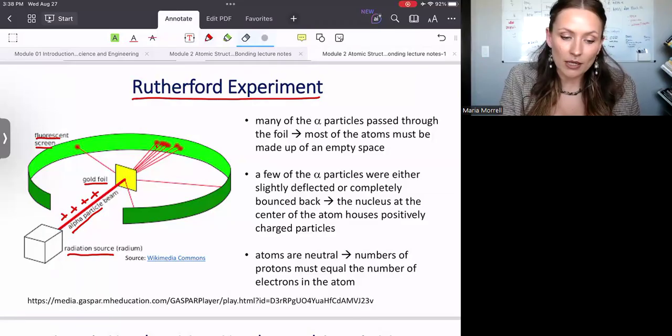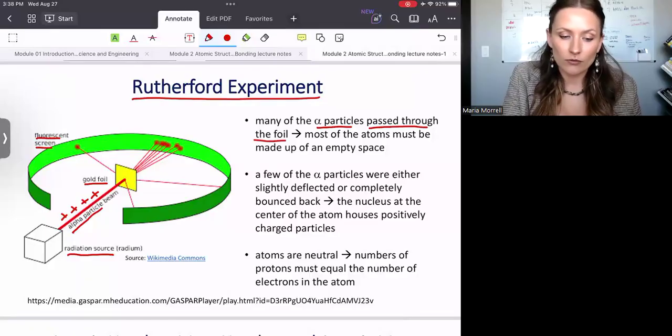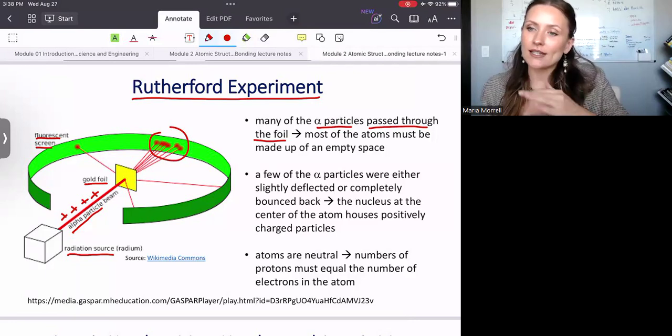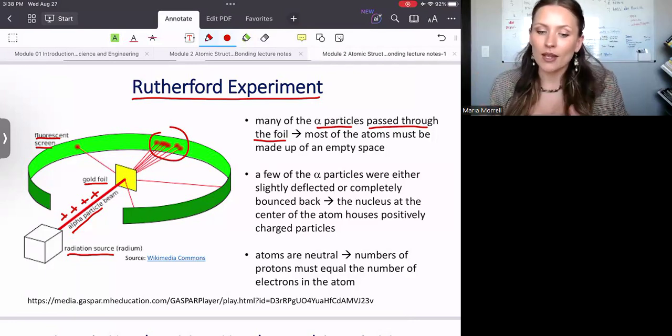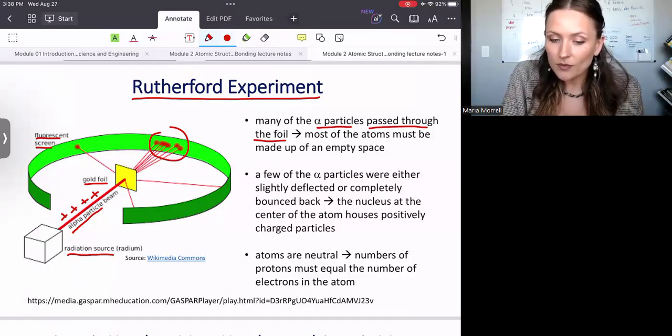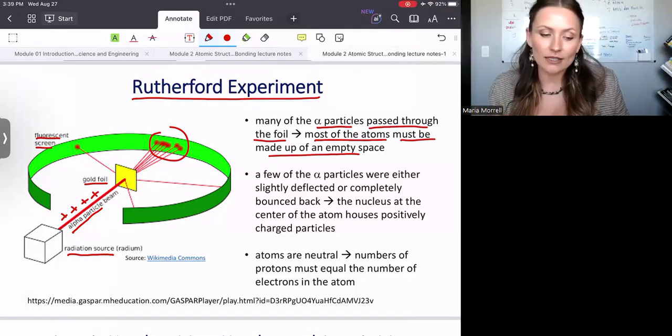Now, what was happening is that the majority of alpha particles passed through the foil right here, as if there was no foil in front of them. That allows us to conclude that most of the atom must be made up of empty space.